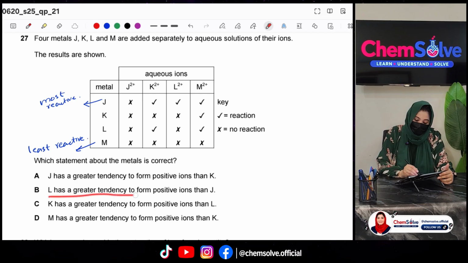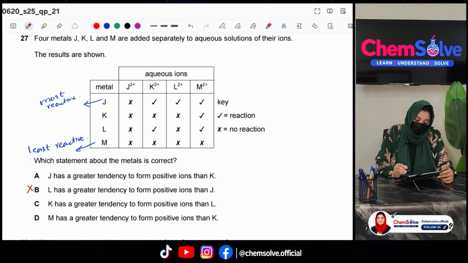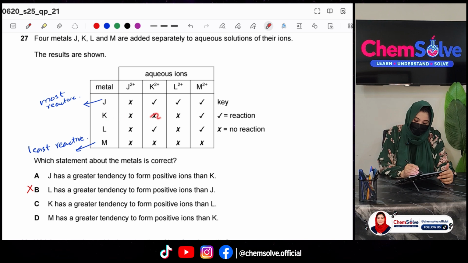L has a greater tendency to form the positive ion than J. L is not replacing J. So this is the incorrect option. K has a greater tendency to form the positive ion than L. K is not replacing L. K is not reacting with L, so it doesn't have the tendency to form positive ions as compared to L. So this is again the incorrect option.